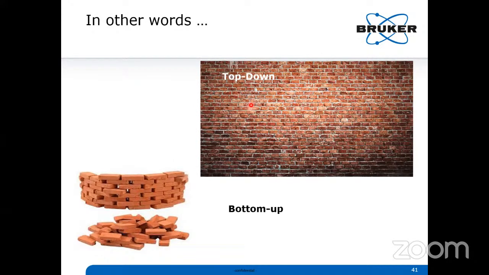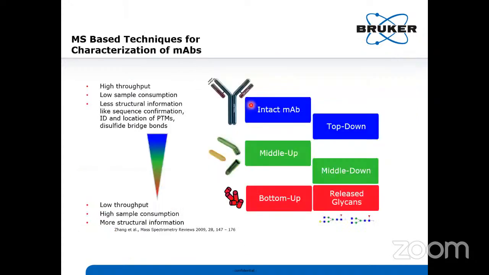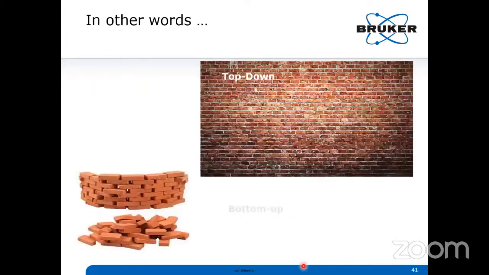So if you are confirming your protein sequence at the intact level, that is top-down sequencing. If you are breaking it into subunits like light chain, heavy chain, Fc regions, that is subunit level sequence confirmation. If you are digesting your protein completely into peptides, that is bottom-up. So you can clearly see here intact mass, middle subunit level, and peptide level: top-down sequencing, bottom-up sequencing.